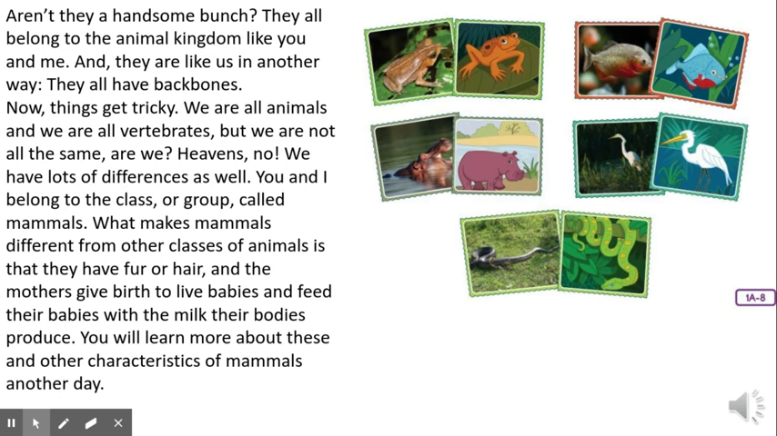You and I belong to the class or group called mammals. What makes mammals different from other classes of animals is that they have fur or hair, and the mothers give birth to live babies and feed their babies with the milk their bodies produce. You will learn more about these and other characteristics of mammals another day.